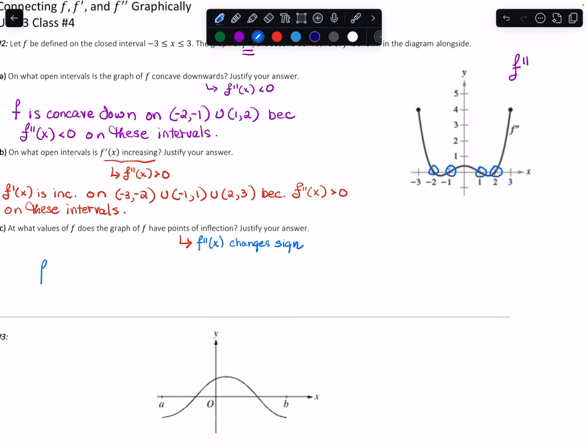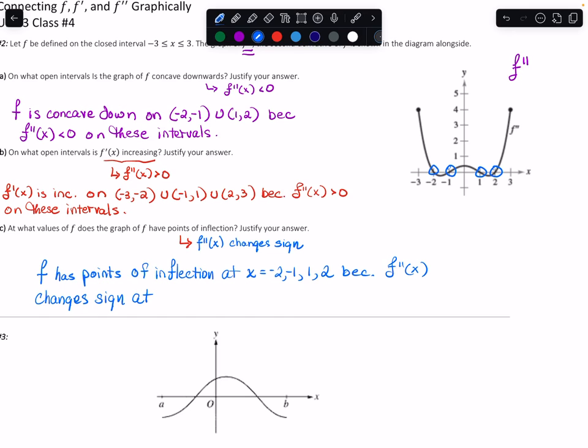So I'm going to say f has points of inflection at x equals -2, -1, 1, and 2, because f double prime of x changes sign. I don't care which way it changes sign. It changes sign for inflection. It changes sign at these values of x.